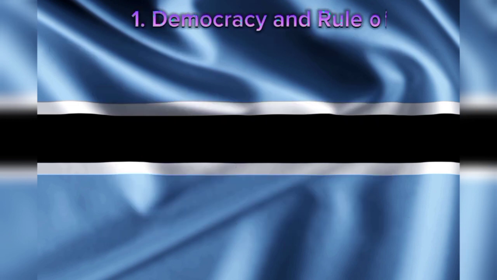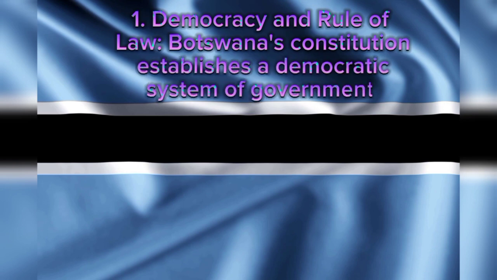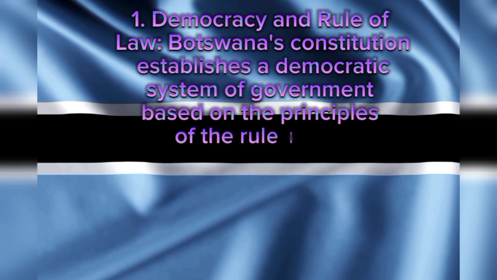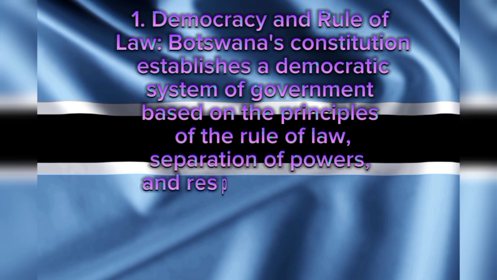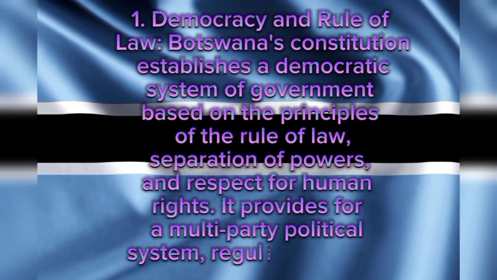1. Democracy and rule of law. Botswana's constitution establishes a democratic system of government based on the principles of the rule of law, separation of powers, and respect for human rights. It provides for a multi-party political system, regular elections, and an independent judiciary.